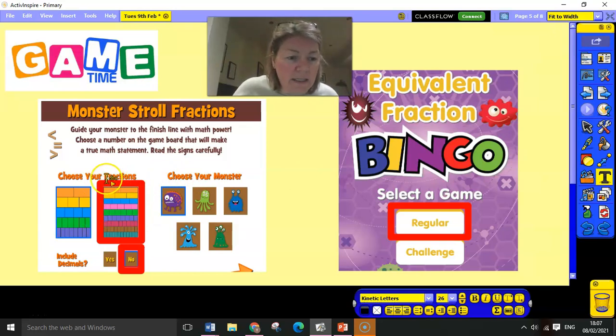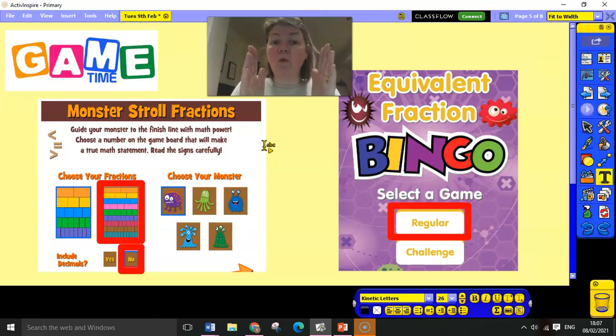I've highlighted this bit here because these are the parts that I want you to choose. So if you're doing the Monster Stroll Fractions, you've got to guide your monster to the finish line with your maths power. You can choose a number on the game board that will make a true mathematical statement, but read the signs carefully. So you're thinking about your inequality signs.